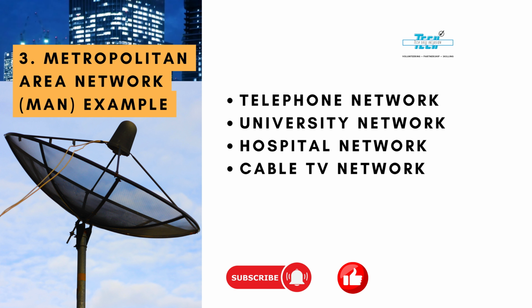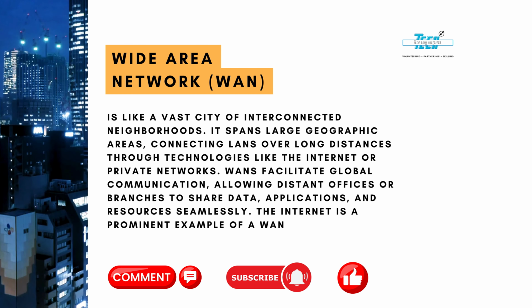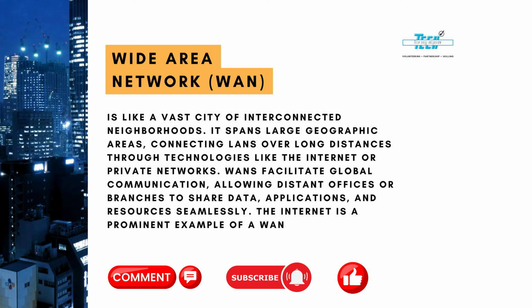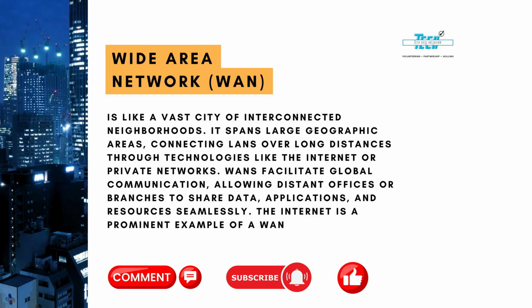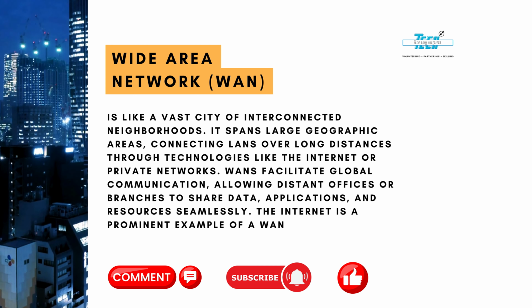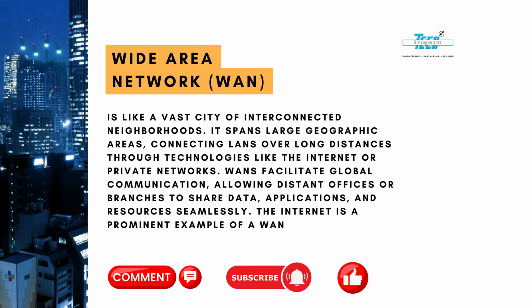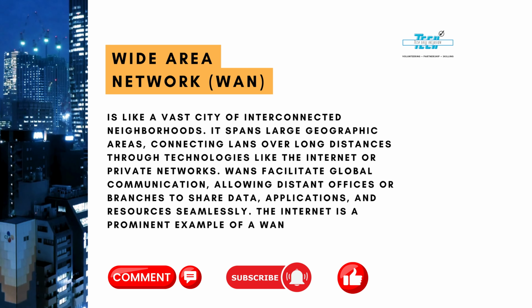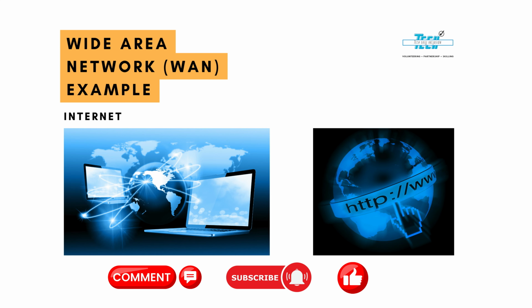Next, we talk about WAN. WAN is a wide area network. It is like a vast city of interconnected neighborhoods. A WAN can be around countries or even continents. It spans a large geographical area, connecting lands over long distances through technologies like the internet or private networks. The internet is a prominent example, because so many devices are connected to it. Someone in Asia, someone in Africa, they are all connected on the internet. So that's an example of a wide area network.